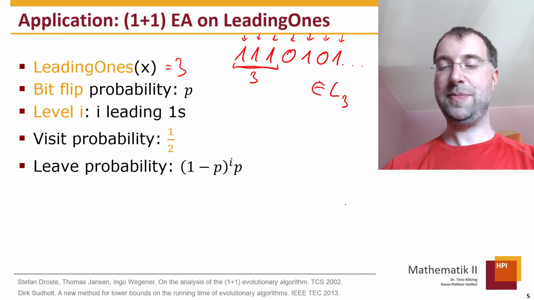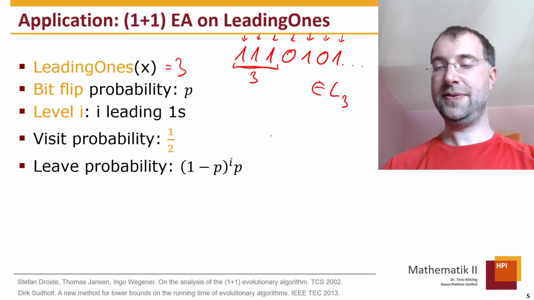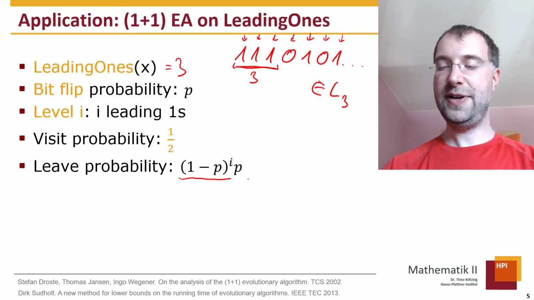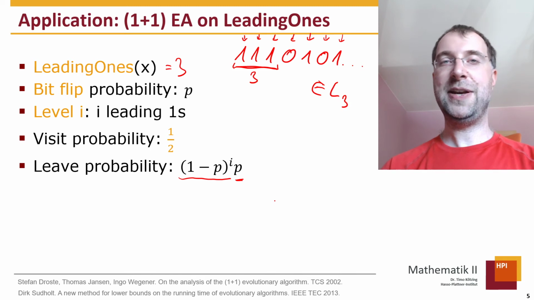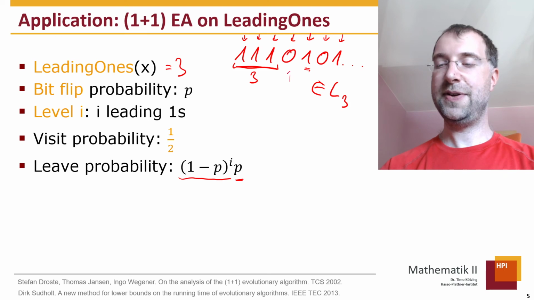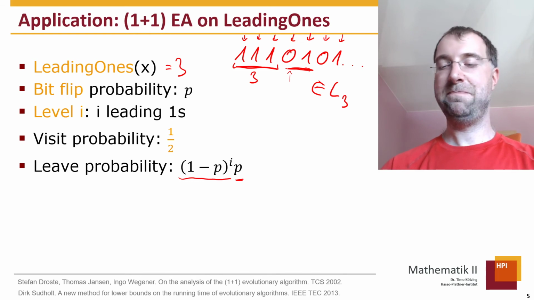And now we need the leave probability. The leave probability is the probability to get a better offspring. And to get a better offspring, we should not flip one of our leading ones. So all these i leading ones we should not flip. And then the next 0 we should flip in order to get better fitness. And then the fitness might be better by 1 if the next one is a 0. So if this would, for example, also be flipped while this was flipped. Or it might already be 2 more if this 1 stays, or even more. So this doesn't matter. It's better. So that's the leave probability p_i.